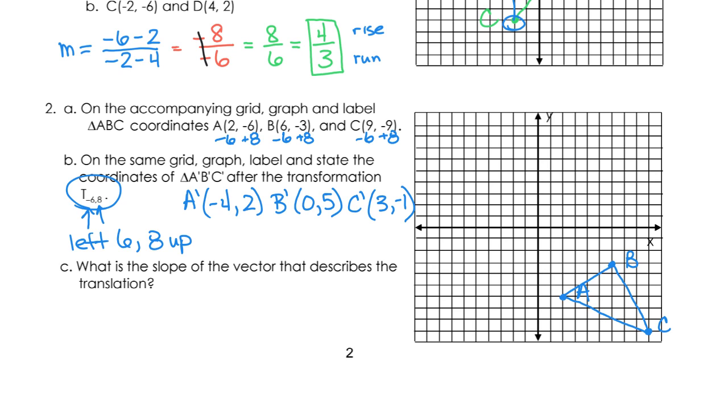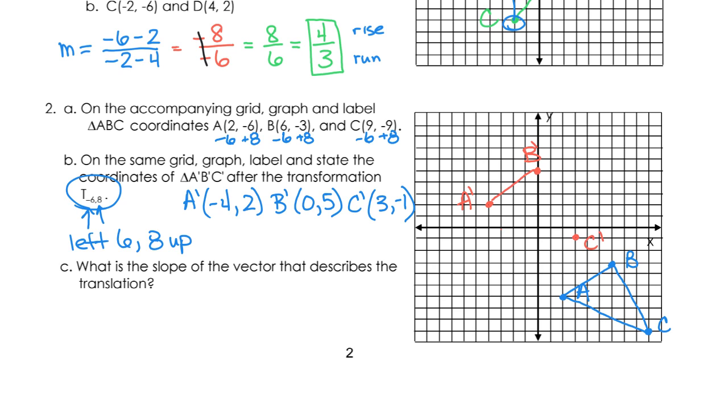So -4, +2 will be where A prime is. B prime will be at 0, means no left and right, 5 up. So 0, 5 is right here. And 3, -1 will be right here.